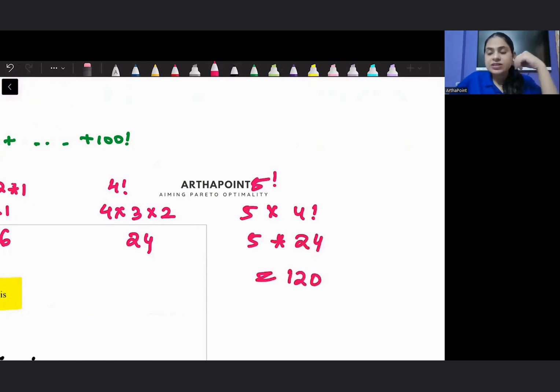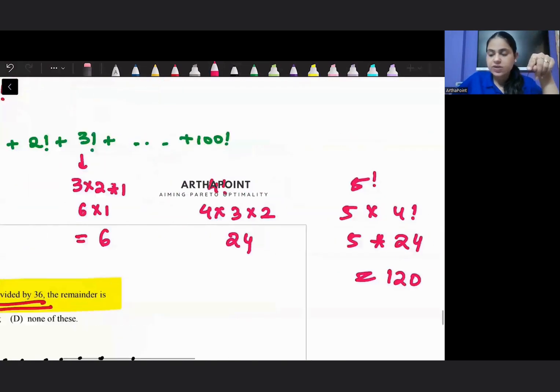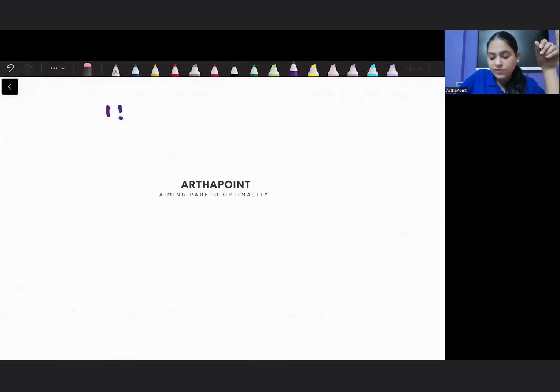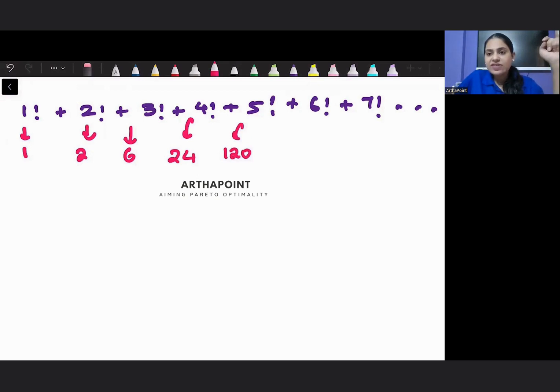Right? Till now, I haven't seen anything getting divisible completely by 36. Are you getting it? So if I just find 1 factorial plus 2 factorial plus 3 factorial plus 4 factorial plus 5 factorial plus 6 factorial plus 7 factorial and so on, I see that this gives me 1, this gives me 2, this gives me 6, this gives me 4 into 3 into 2, which means 24. This gives me 120. Till now, I haven't seen anything getting completely divisible by 36.